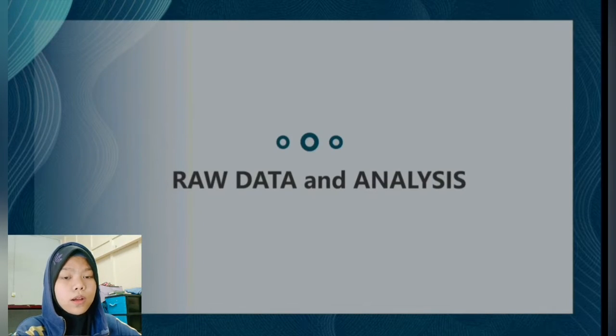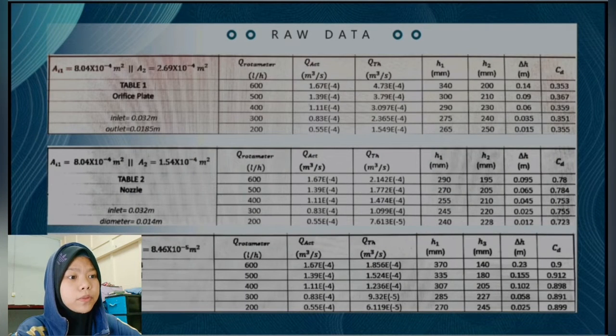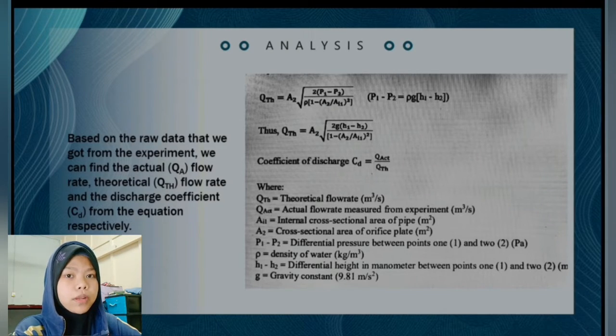Okay, so now I'm going to present the raw data and the analysis that we could get from the experiment. The table on the slide shows all the data that we collected from the experiment using the orifice plate, nozzle, and venturimeter. Based on the raw data from the previous slide, we can find the actual flow rate, theoretical flow rate, and the discharge coefficient from the equations respectively.